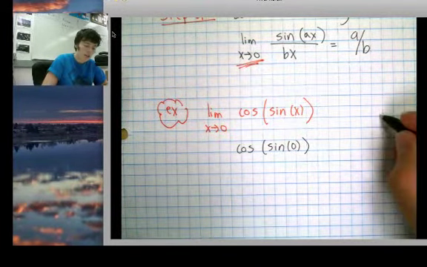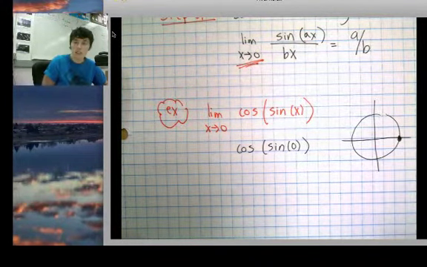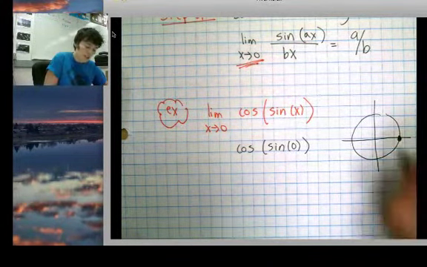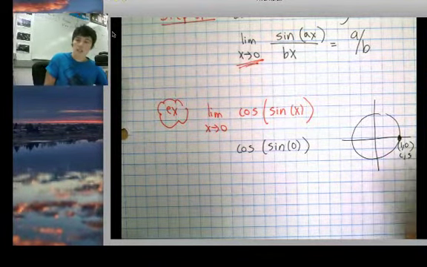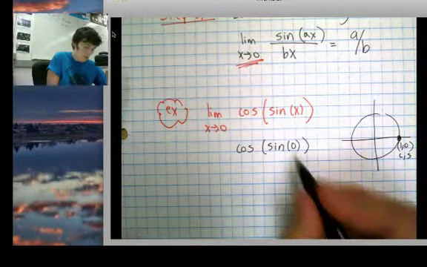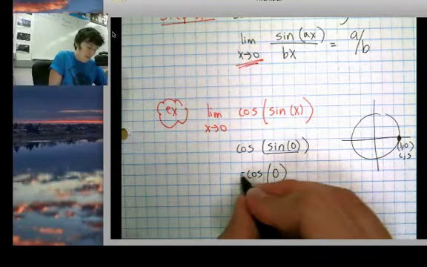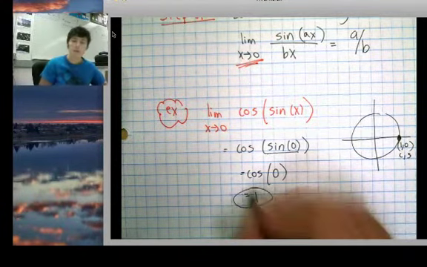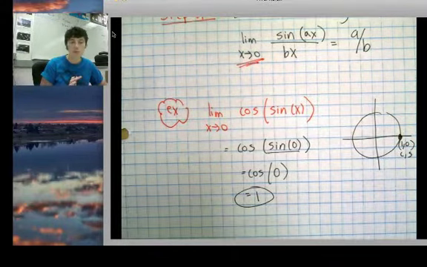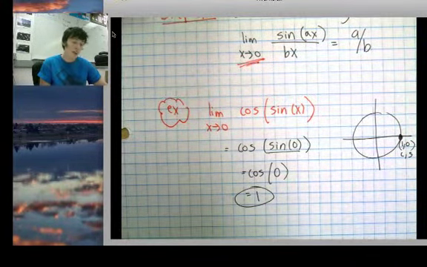So think about your unit circle. Know your unit circle really well. Here's 0 over here. The sine at 0 is going to be, this is 1 comma 0. So cosine and sine. So we're looking at, this whole thing is 0. So we have cosine of 0. And the cosine at 0 is 1. So the answer is 1. That's our limit value. So like I said, plug and chug whenever you can. Here's an example of a problem where you can't do that. Next example.